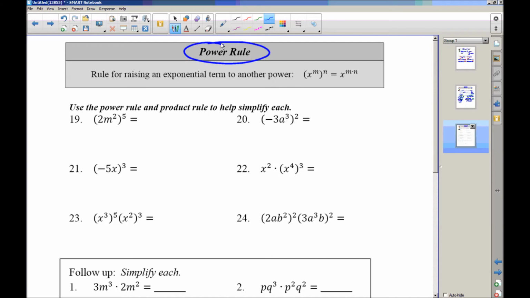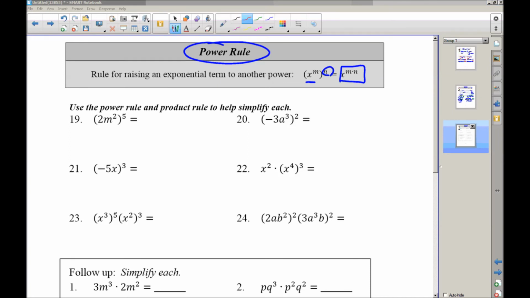Okay, if we have one base that has an exponent and then there's parentheses around it, we have another exponent outside to that whole base, and we can just take the outside exponent and multiply it to all of the inside exponents. So use the power rule and the product rule to help simplify each.